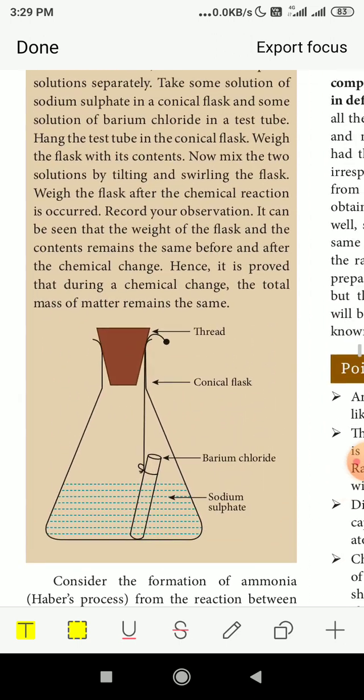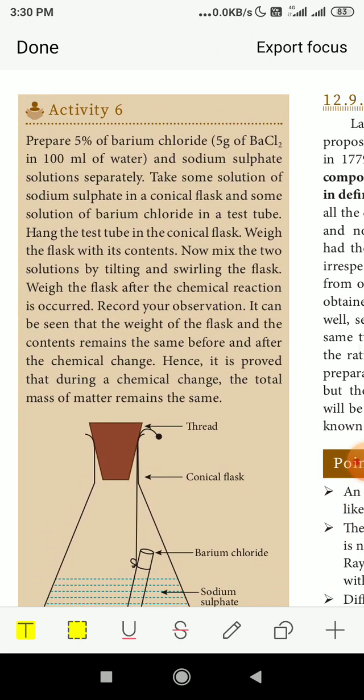Prepare a 5% barium chloride and sodium sulfate solution separately. Then take some solution of sodium sulfate in a conical flask and some solution of barium chloride in a test tube. So in the conical flask, what will you take? The sodium sulfate. And the barium chloride in a test tube.